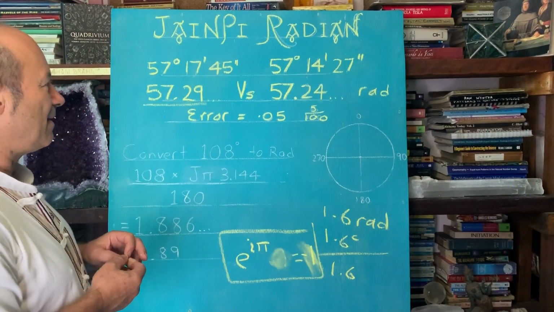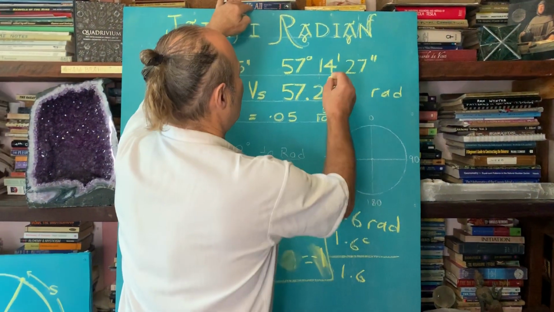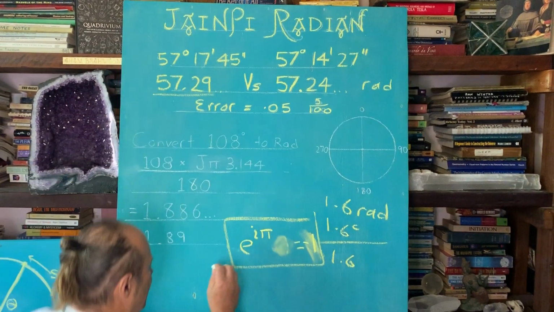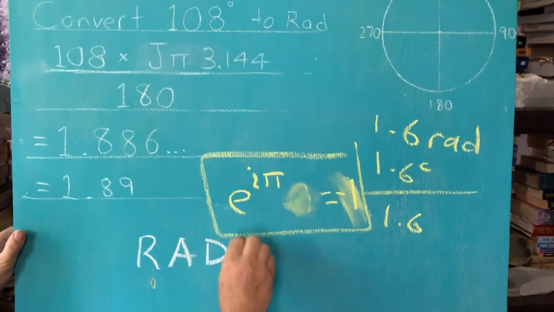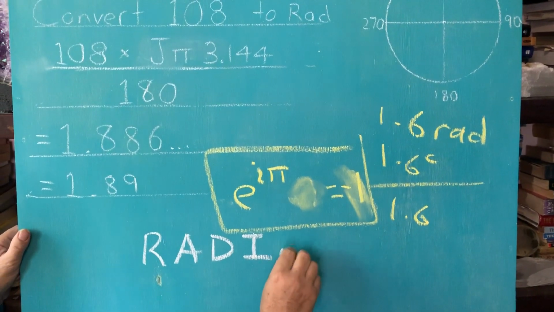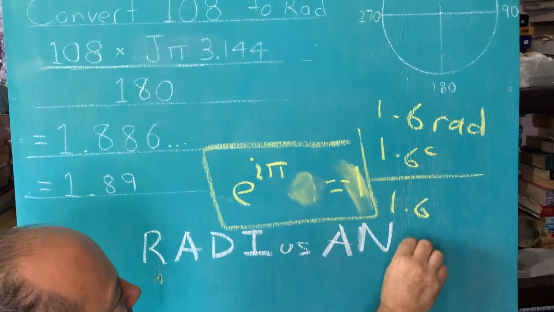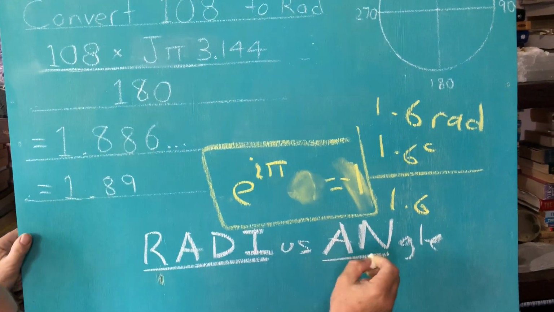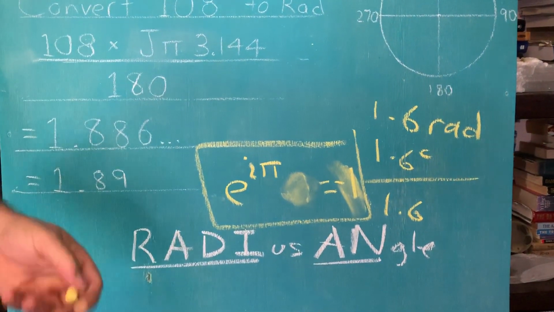Another thing, where did the word radian come from? If we write radius, R-A-D-I-U-S, angle, A-N-G-L-E, if you just look at the capitals, you've got R-A-D-I-A-N. We believe that the word radian came from this thing called radius angle.